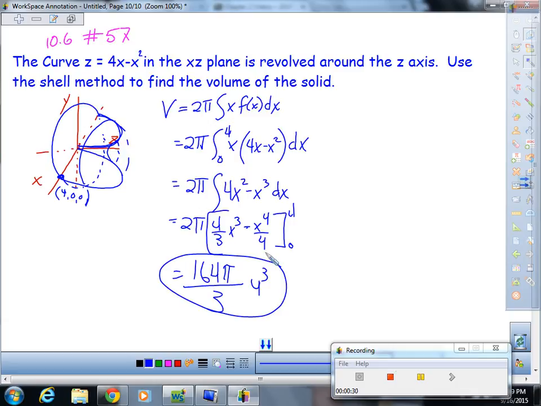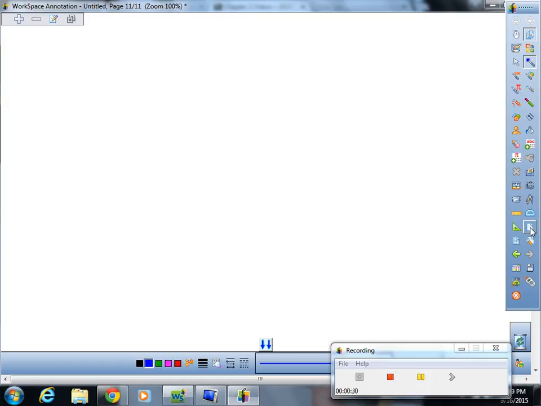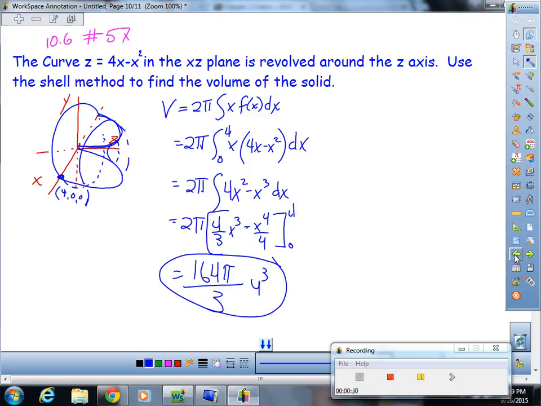It is. Okay, now let me redraw this. I hope everyone can understand that we can. Is it 128? I didn't even look. Indeed, it is. 128, sorry. 128 pi over 3 units cubed.